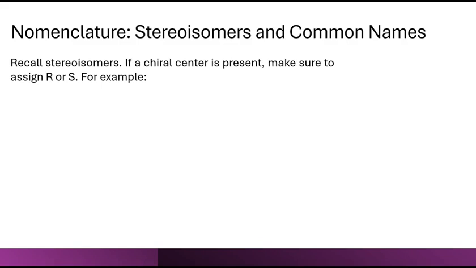Nomenclature. Stereoisomers and common names. Recall stereoisomers. If a chiral center is present, make sure to assign it R or S. For example, here is (R)-5-bromo-2,3,3-trimethylheptane.